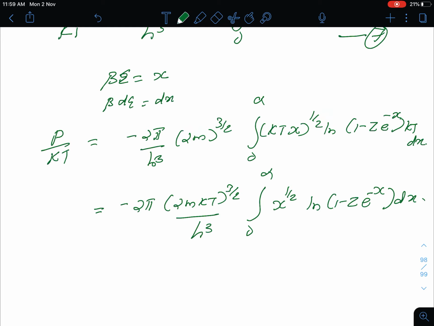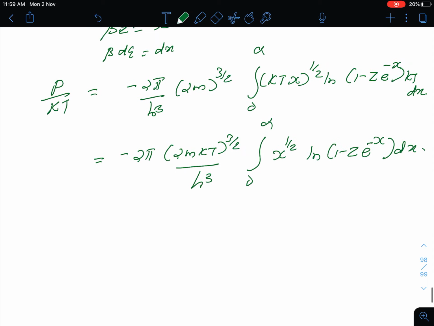I think it's okay. Now, how to solve this integral? That is our question. That's not a very easy integral to solve, as you know. So let's do this. Let's take this integral and solve it. Let's take this as the first function and this as the second function. In that case we will be solving it.